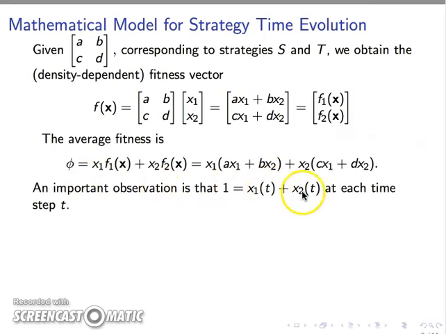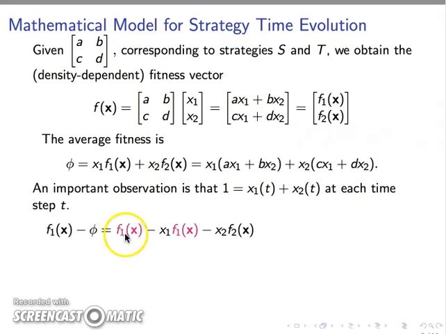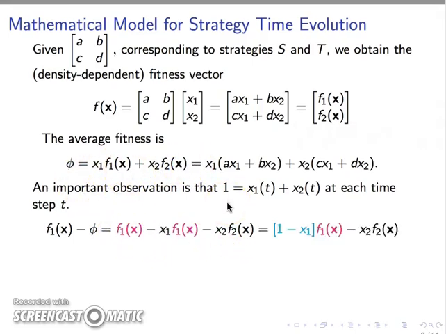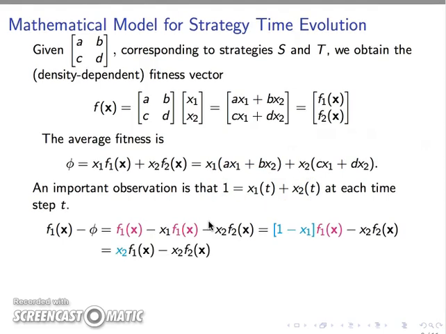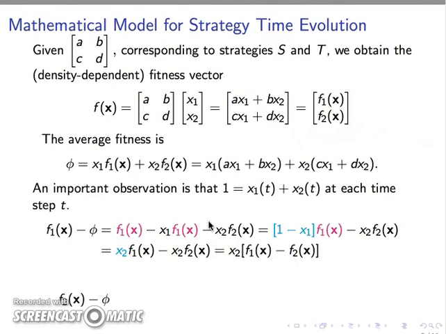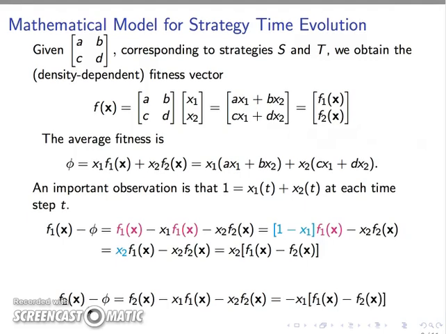An important observation is that x1 plus x2 denote densities or frequencies, so they are proportions, and they add up to 1 at each time step. So F1 minus phi is a calculation that we can do here, and we have to do some algebra and rearrange it like this. Then we have a term 1 minus x1, which will be x2, because you can easily see that x2 equals 1 minus x1. That helps us with some algebraic simplification, and we can also compute F2 minus phi. We do more substitutions and end up with this term.